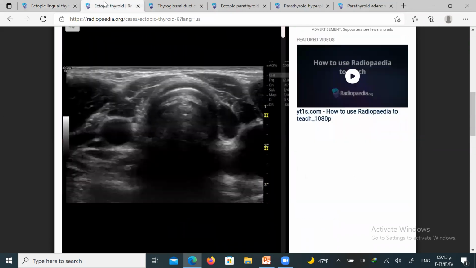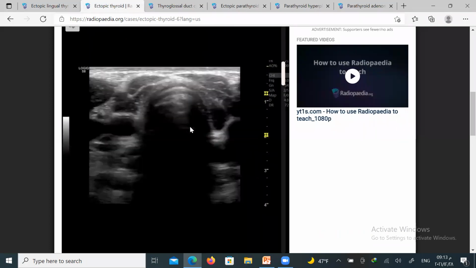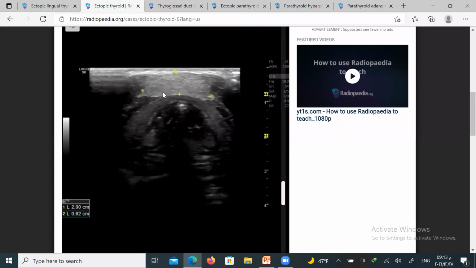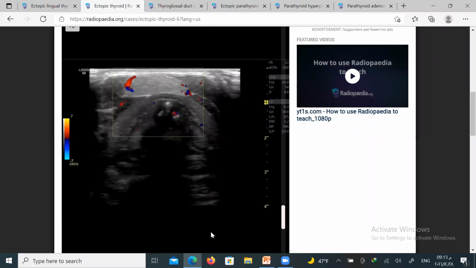The second case is about the prelaryngeal location. This is the ultrasound scan of the neck, in which we cannot see the thyroid tissue in its normal site. And as we ascend, we can see it in prelaryngeal location with normal vascularity on color Doppler.